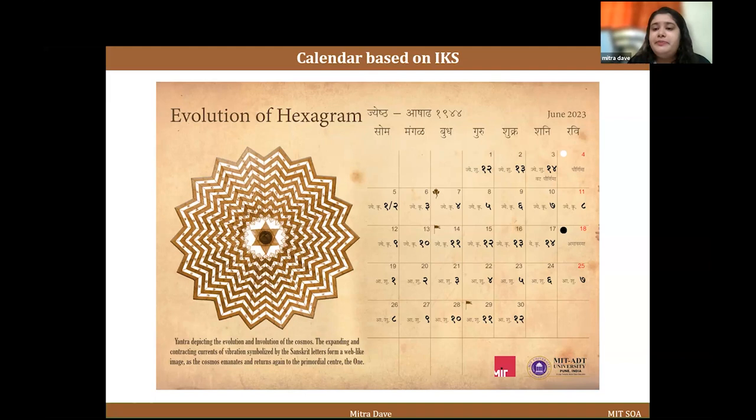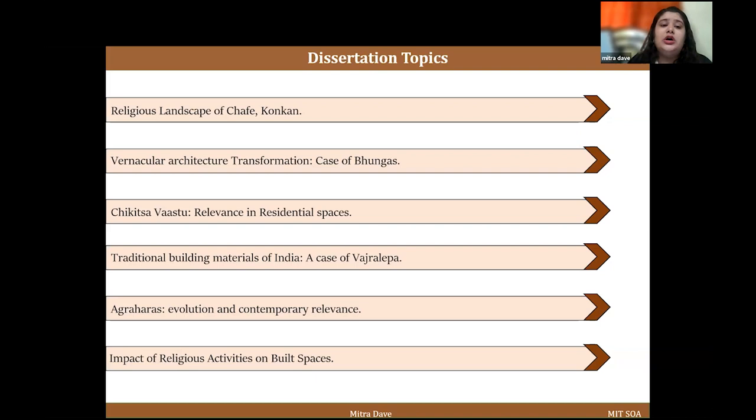Other than this, these are the dissertation topics from all the second year students. The first one was religious landscape of Chiplun Konkan, where I have gone into depths of what is religion, what is culture, how it is associated with sacredness, and what people of Chiplun associate their sacredness with. So we will see that in depth in further slides.